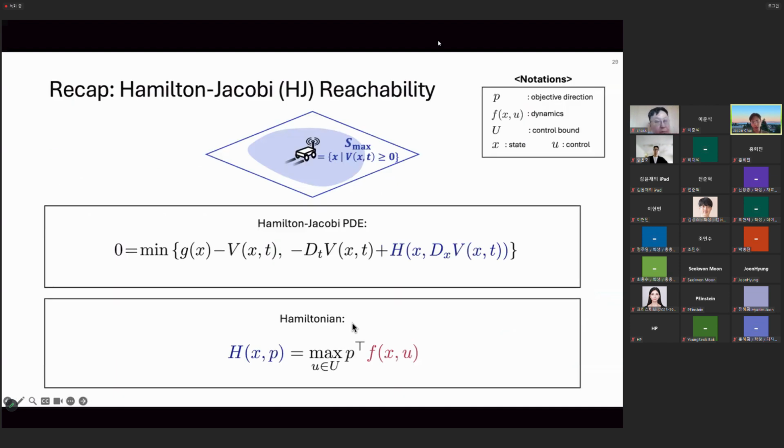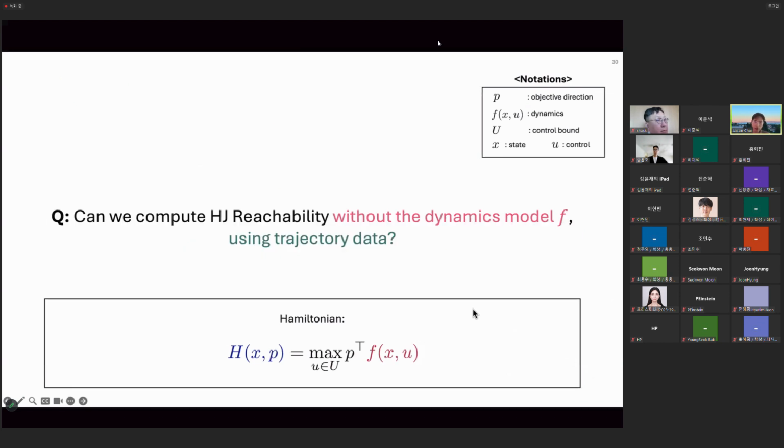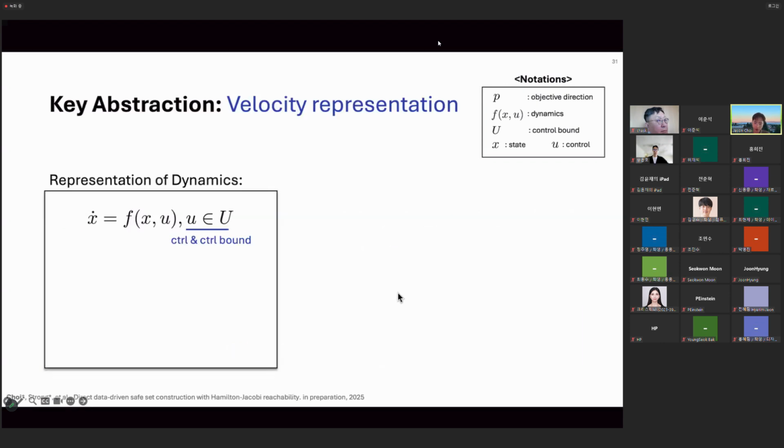Going back to this reachability problem, in order to solve this safety problem, we have to solve this Hamiltonian. Can we directly solve this using the trajectory data? That is the main motivating question for this work. To tackle this with data, we first come up with an abstraction that abstracts away our dynamics equation. Instead of considering this differential equation where we have to operate with the explicit F, our dynamics, we abstract away F by substituting F with V, the state velocity. It represents the velocity in our state space. And now we have this valid velocity bound, basically all possible F, depending on what control action you choose.